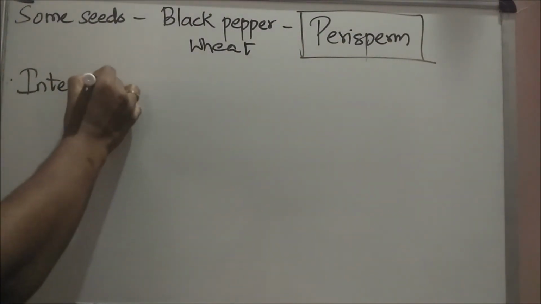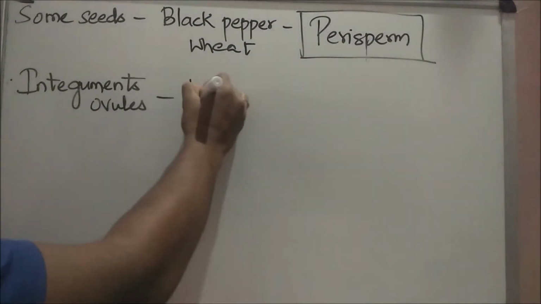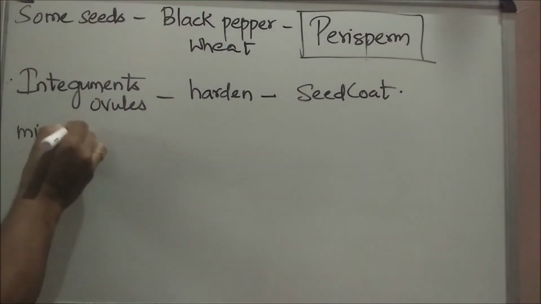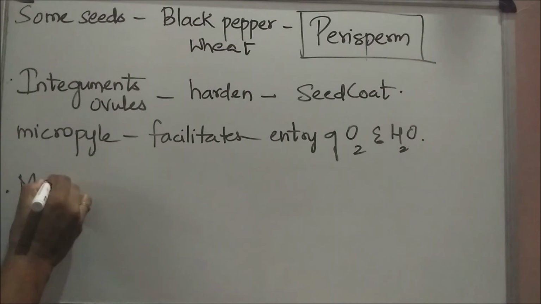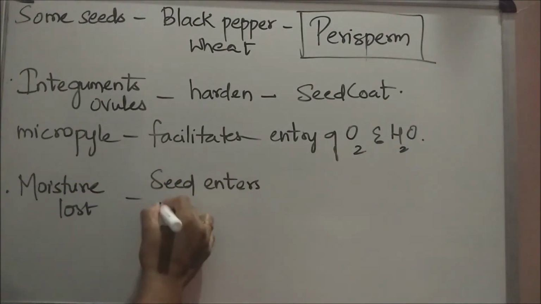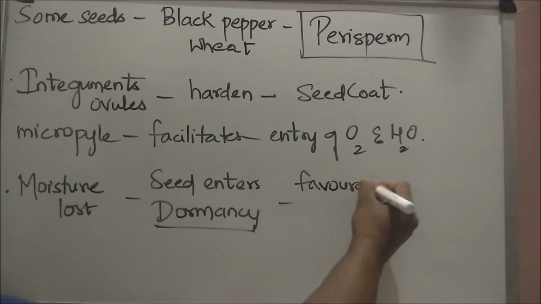The integuments of ovules harden to form the seed coat, and the micropyle facilitates the entry of oxygen and water into the seed. As it loses moisture, the seed may enter dormancy, or if favorable conditions exist, it germinates.